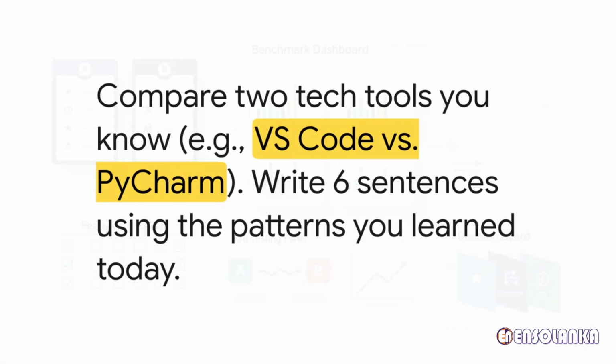All right, your turn. Knowing these rules is one thing, but mastering them is another. So here's your challenge. Pick 2 tools you know inside and out. Could be VS Code and PyCharm, or maybe AWS and Azure. Write 6 sentences comparing them using the patterns we just went over. It is by far the fastest way to make this stuff second nature. Go on, give it a shot.